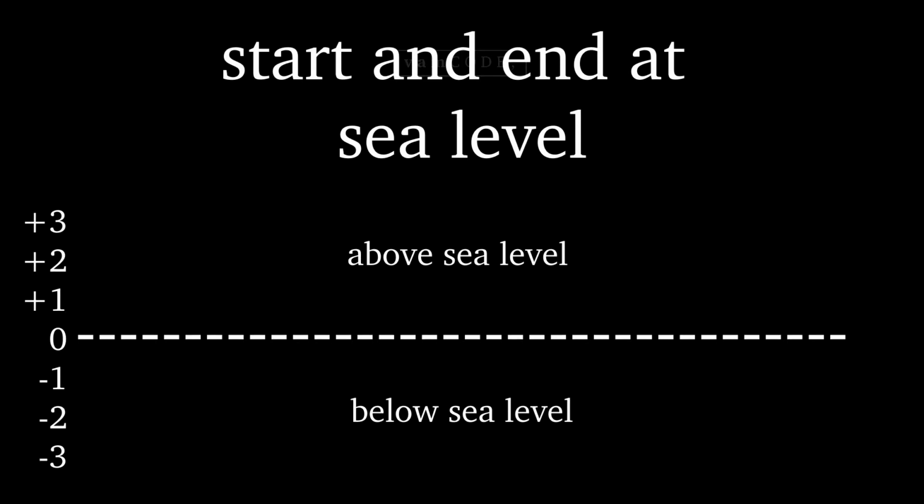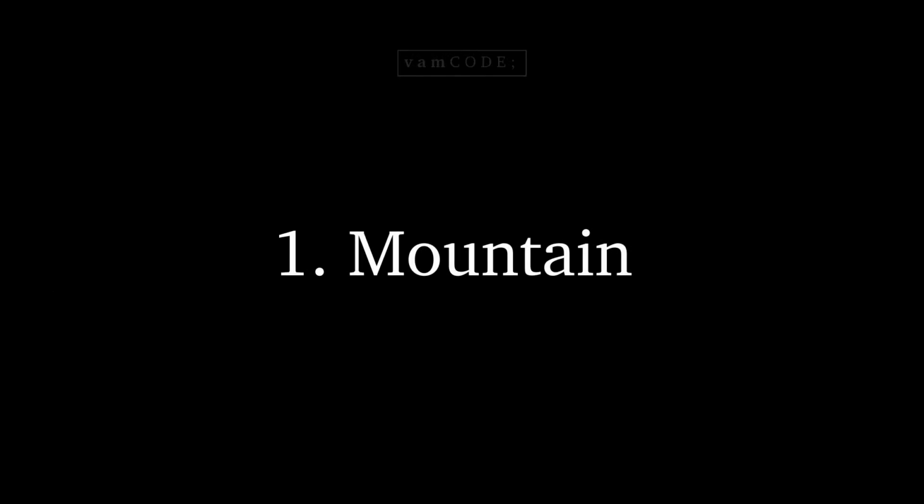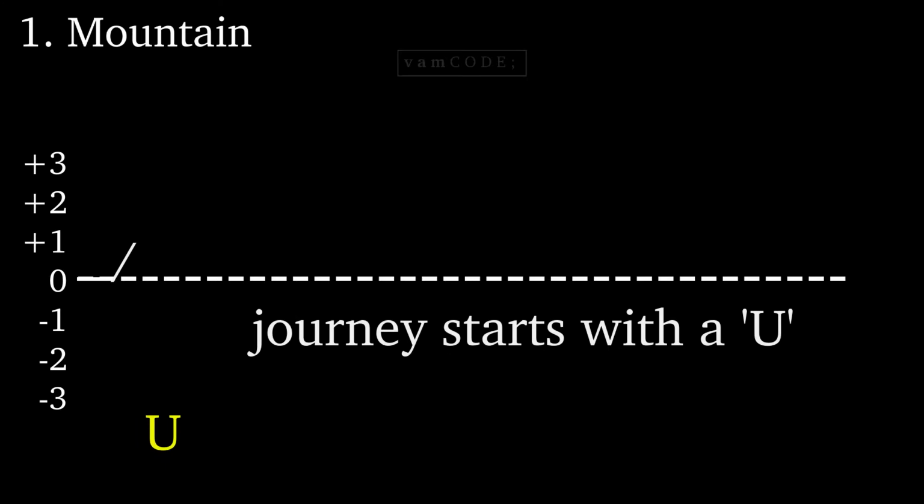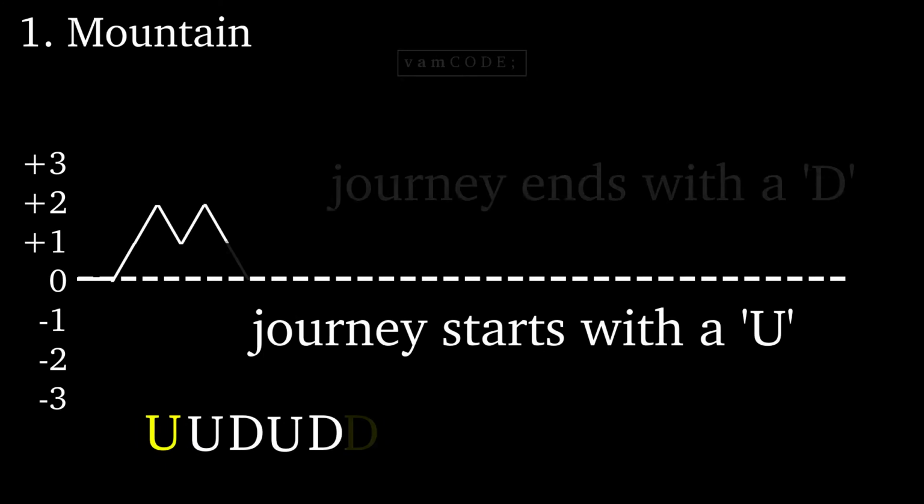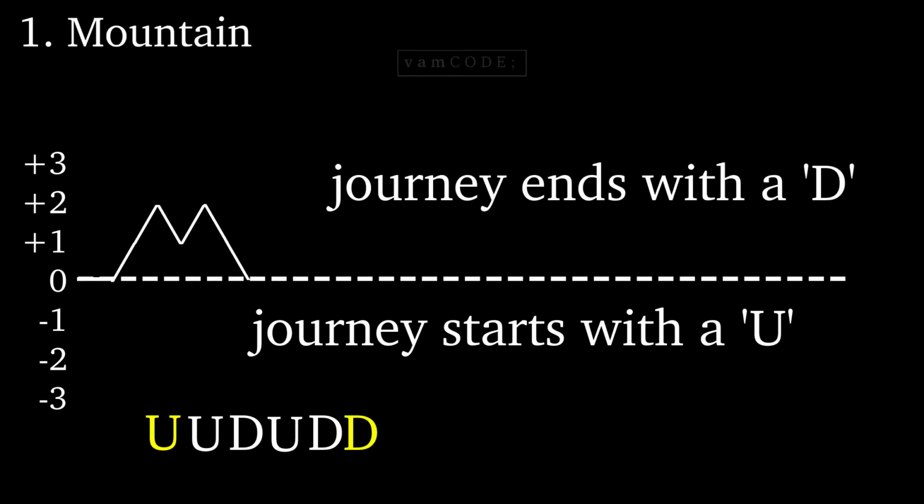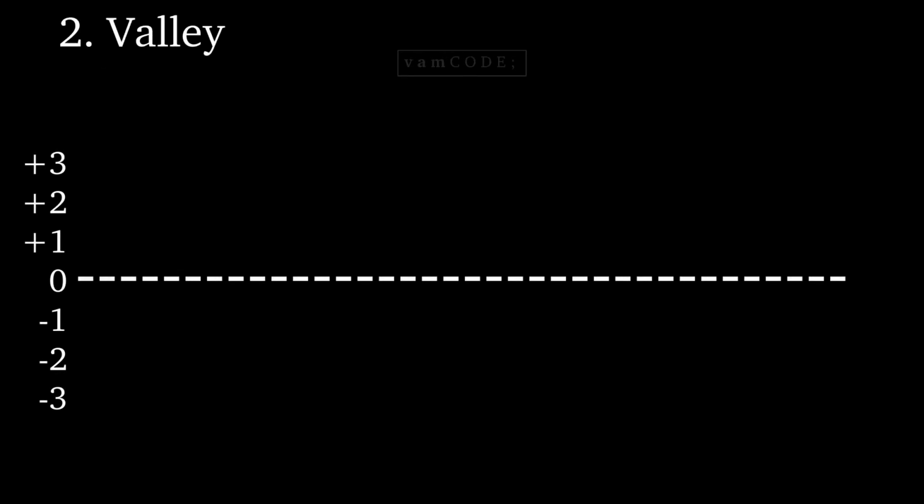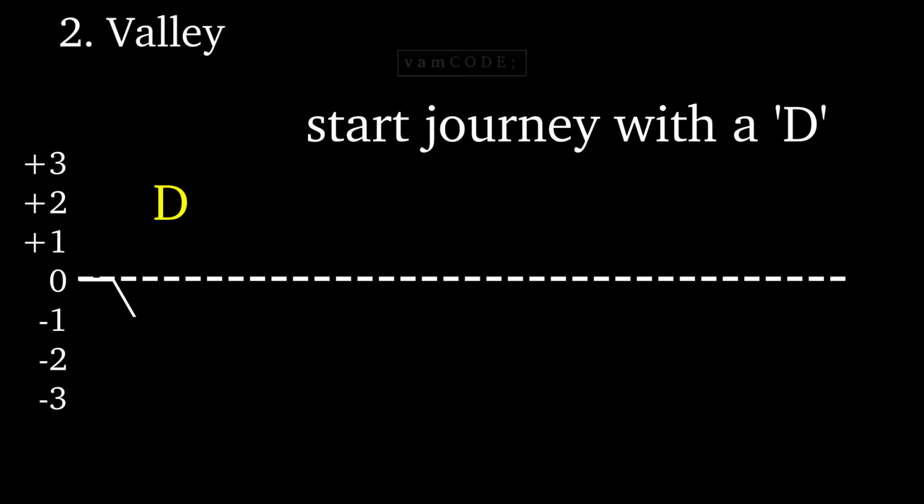Next, in the question, they have given us two definitions. The first explains what a mountain is. So you're climbing a mountain if you start at sea level and you start with a step up, making you go above sea level, and finally you end your journey back at sea level with a step down. The next part explains what a valley is. A valley starts at sea level with a step down.